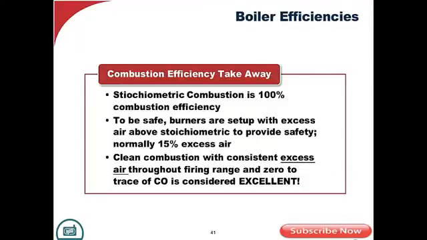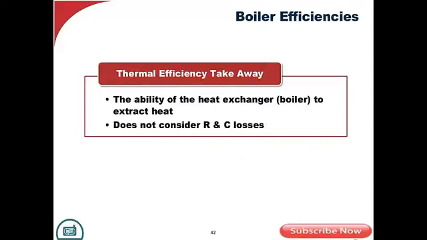So, let's recap a little bit. Combustion efficiency takeaway. Stoichiometric combustion is 100% combustion efficiency. To be safe, burners are set up with excess air above stoichiometric to provide safety, normally 15% excess air. Clean combustion with consistent excess air throughout the firing range and 0 to a trace of CO, we're talking maybe no more than 50 parts, is considered excellent combustion. So that's the takeaway from combustion efficiency.